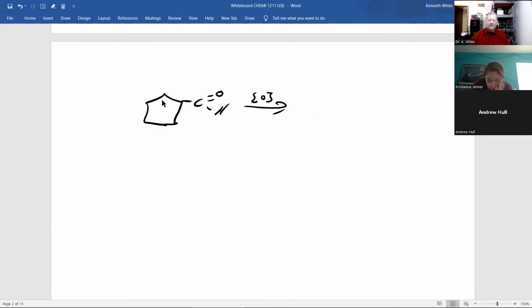And here's one for you. Give the organic product for the following. Boy, time flies when you're having fun with carboxylic acids.